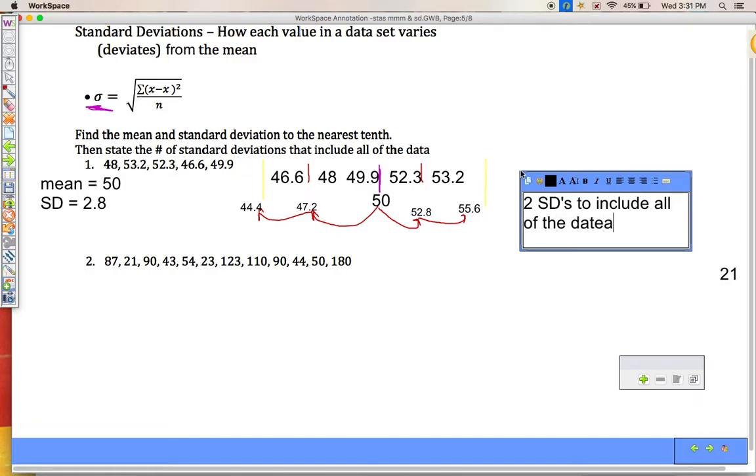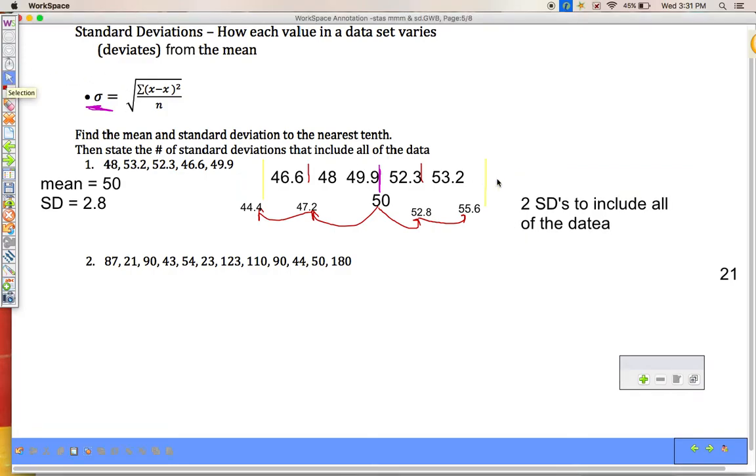And that's what they want to know. How many standard deviations you have to add and subtract to get outside of your highest and your lowest. So you start at your mean, add and subtract 1, add and subtract 2. I'm outside of these two numbers, so it took 2 standard deviations. All right, try the same thing for the next one. Put them in order. Find me the mean, find me your standard deviation, put your mean where it belongs, and keep adding and subtracting till you get outside of the lowest and the highest term.